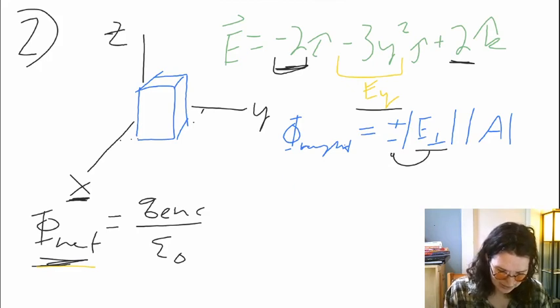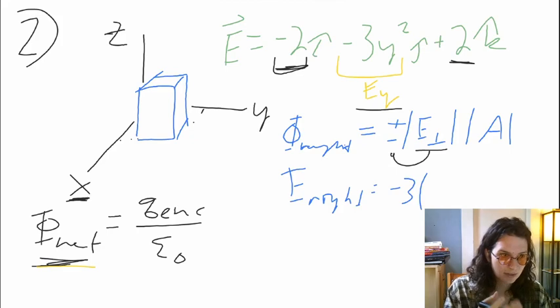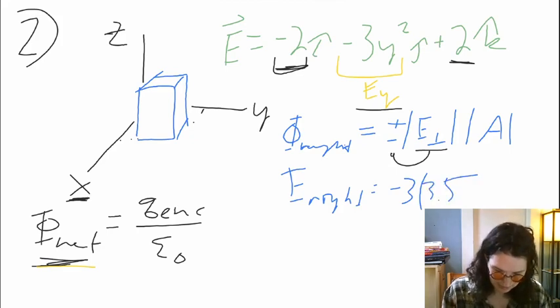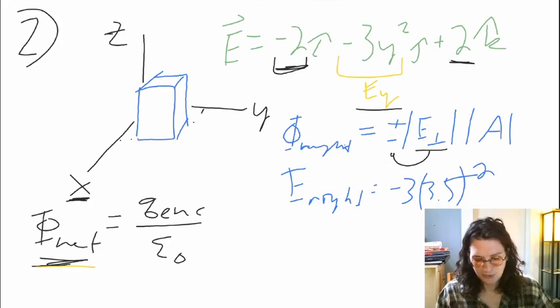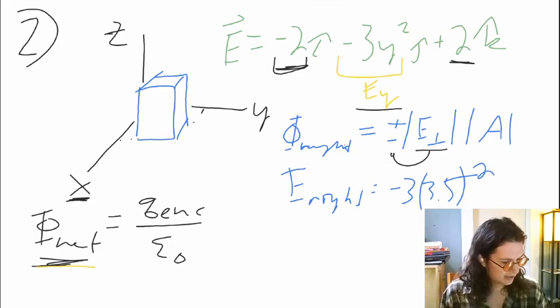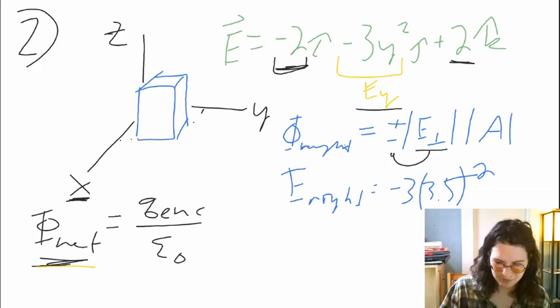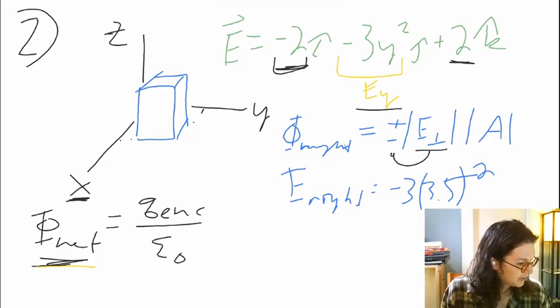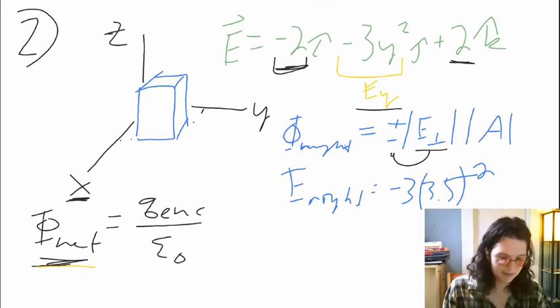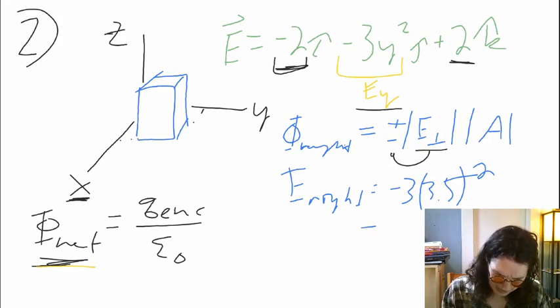And that means that the electric field for the right face will be -3, the negative sign is important, times the y1 value, which is 3.5, and that quantity is squared. 3.5 squared is 12.25. So that's 12.25 times 3, which will give me 36.75. My electric field to the right face is negative 36.75.